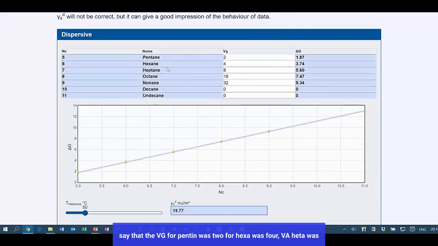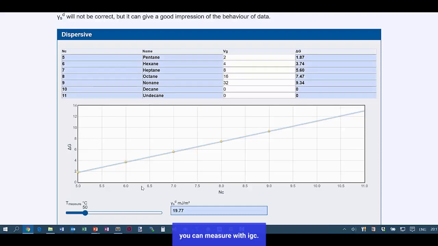So let's say that the Vg for pentane was 2, for hexane was 4, for heptane was 8, and so forth. The delta Gs are calculated from the formula, and then you have this plot of delta G versus the number of carbons, and from the slope and from the temperature you work out that it's 19.7 millijoules per meter squared surface energy. So relatively simple measurements just of a few alkanes, just measuring the retention times, converting those into Vg and then into delta G, you can calculate the dispersive surface energy. That's enough for the basics. In the second video we'll talk about some more interesting aspects that you can measure with IGC.